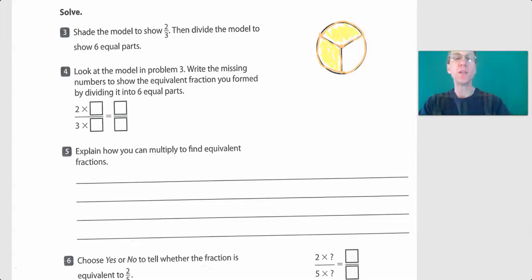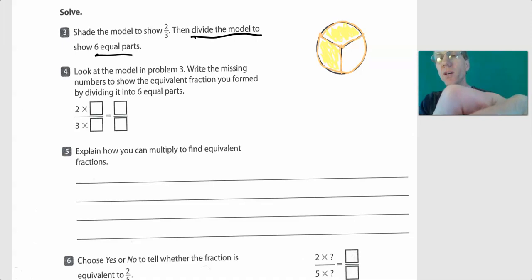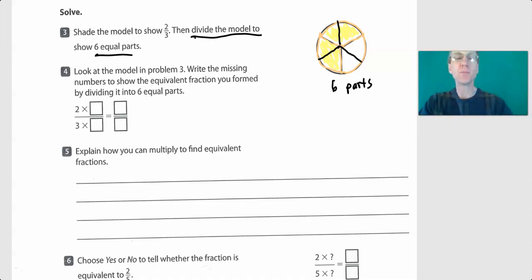Look at the model. So we did this part. Oh, we have to divide the model to show 6 equal parts. So we have 3. So if we cut all of these in half, pretend they're perfectly equal. Now we have 6 parts to make a whole, which means that's going to be our denominator.